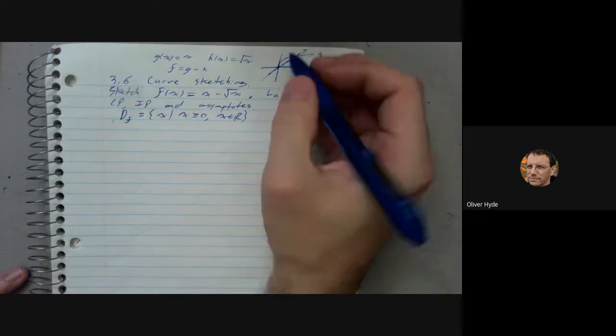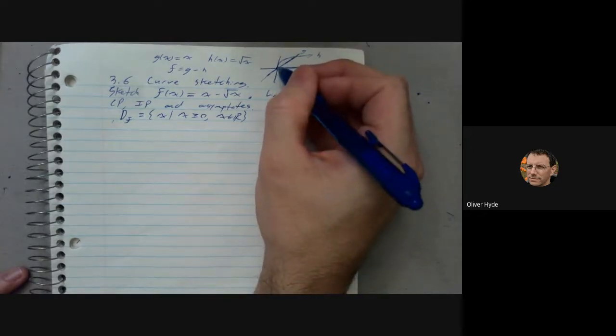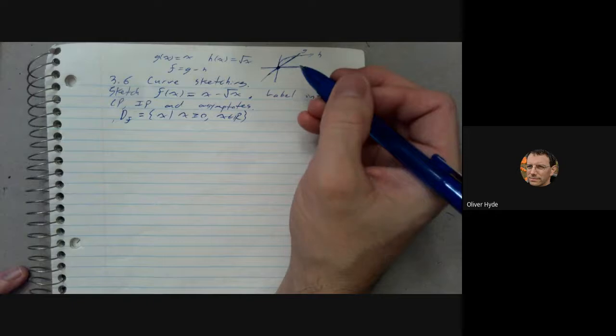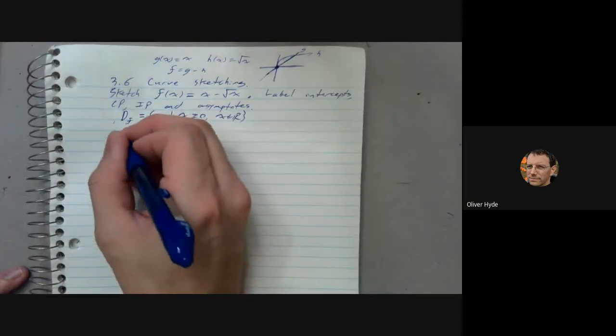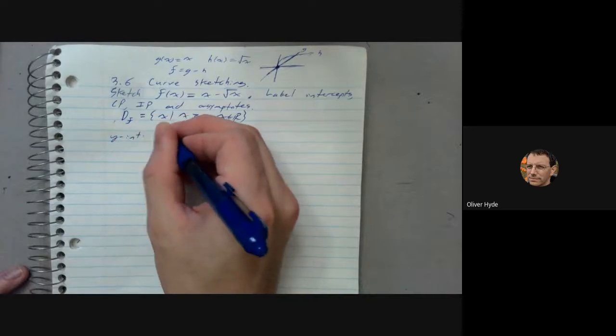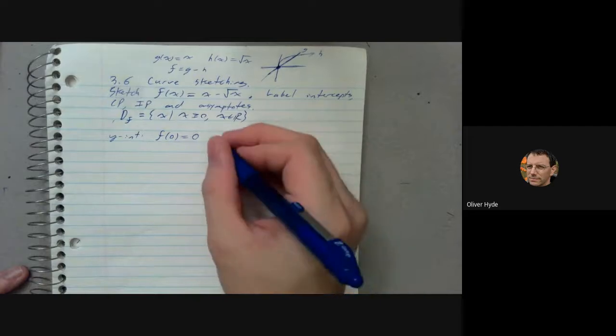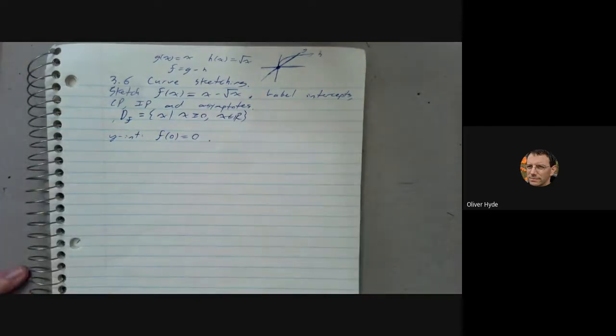I'm wondering if I could then predict as well here that, at this first possible input from h, f of 0 is definitely going to be 0. I mean, we can see that from just finding the y-intercept. f of 0 is going to be 0 minus the square root of 0. That's 0. Cool. So we go through 0, 0. That's also, I think, our only root.